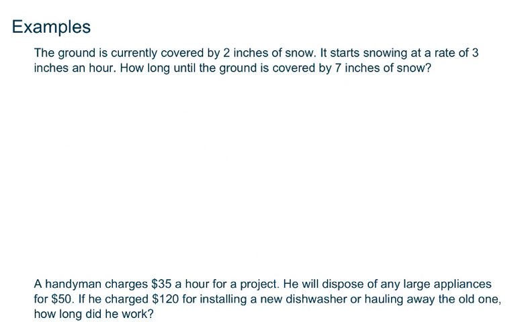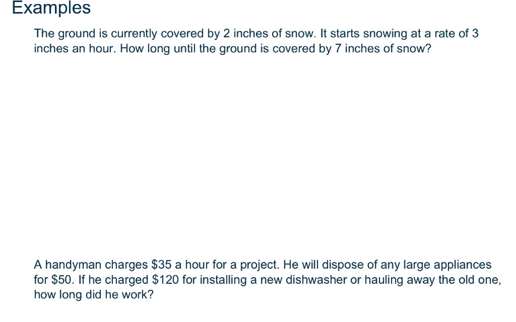Now, let's look at something a little more complicated. The ground is currently covered by 2 inches of snow. It starts snowing at a rate of 3 inches an hour. How long until the ground is covered by 7 inches of snow? All right, now this is a great example because we have 1, 2, 3 numbers.